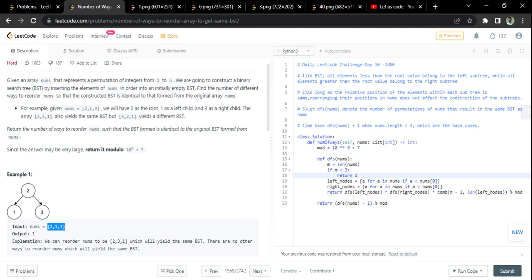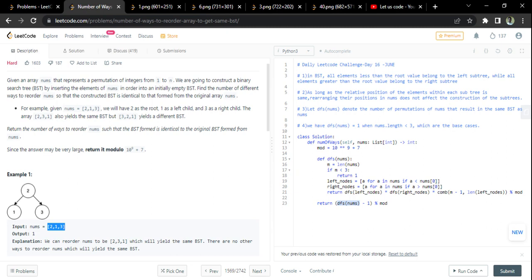That's why you will see that when we are calculating this for nums, it is the number of permutations of nums that result in the same BST. Finally, we are doing minus one. Why are we doing minus one? Because this will give me a number, and this number will include the given combination also. That's why I have to subtract one and then apply the modulo.